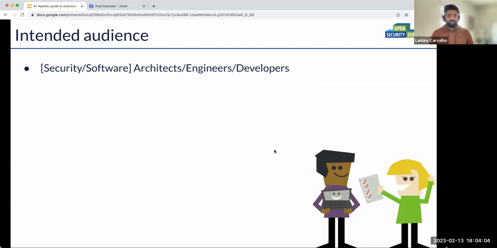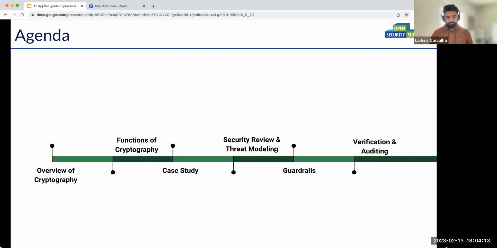The intended audience for this talk is security architects, security engineers, software architects, software engineers, and software developers. Let's do a quick review of our agenda and what we are going to cover today. First, I will go over an overview of cryptography: why we need cryptography, core terminologies, some definitions, and what cryptography can provide us. Then we will check out the properties and crypto primitives. Then we go over functions of cryptography. What we are going to look at here is how cryptography is used to protect sensitive data and the role of cryptography in public key infrastructure.